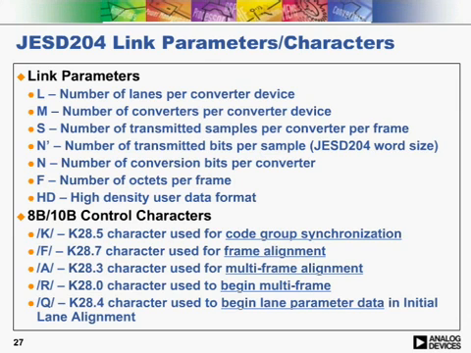F is the number of octets per frame. And HD signifies if high-density user data format is being used. In terms of the control characters, K control characters are used for code group synchronization. F control characters are used for frame alignment. A control characters are used for multi-frame alignment. R control characters are used to begin a multi-frame. And Q control characters begin lane parameter data and initial lane alignment sequence.